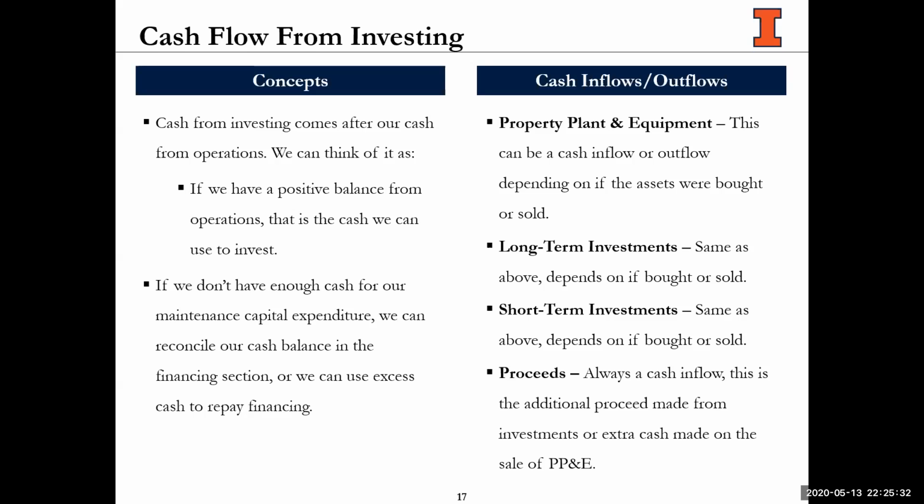Some cash outflows are going to be buying plant, property, and equipment, buying long-term assets, buying short-term investments, and the cash inflows tend to be the proceeds. So whether you sell a long-term or short-term investment, or you sell a plant, property, and equipment, this is going to be a cash inflow on your cash from investing line items.